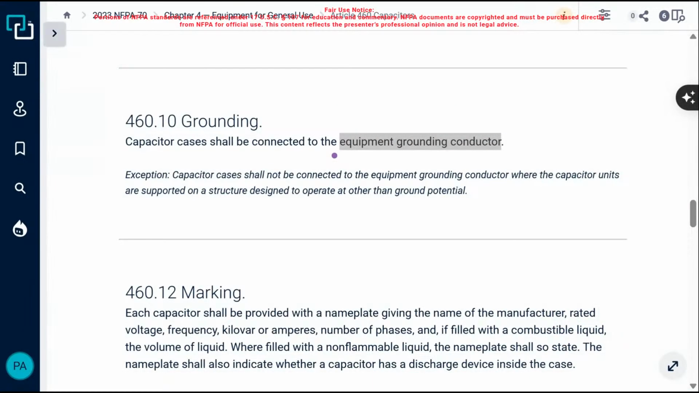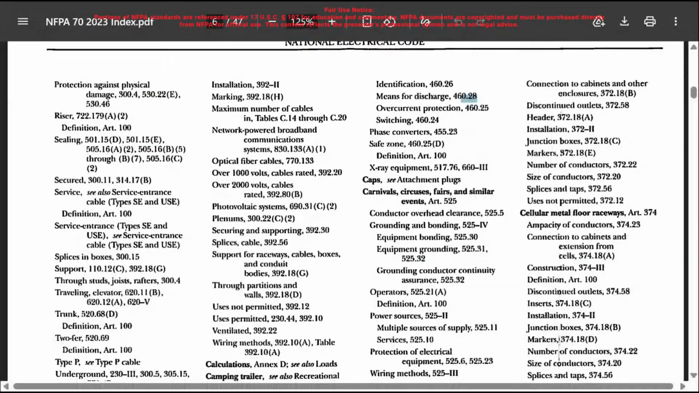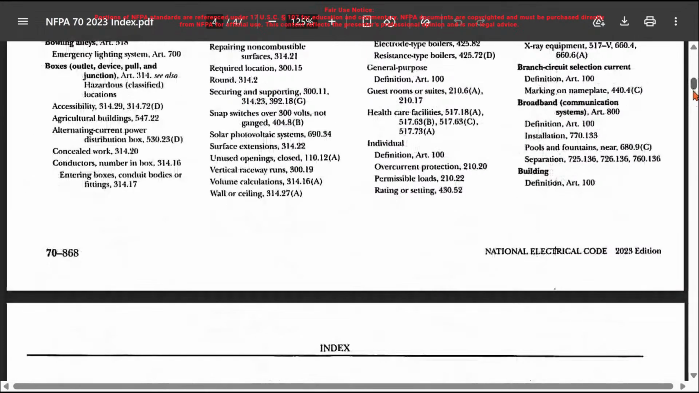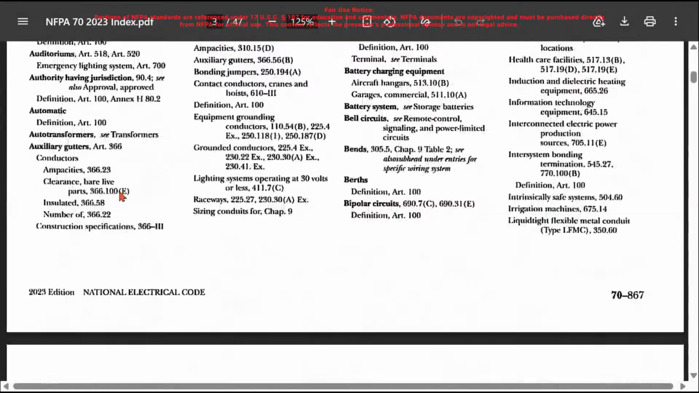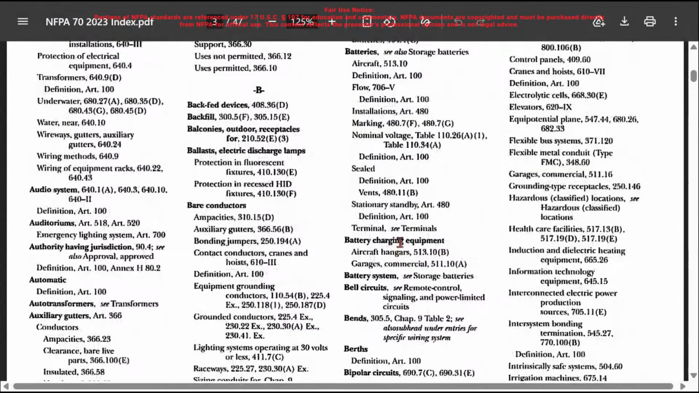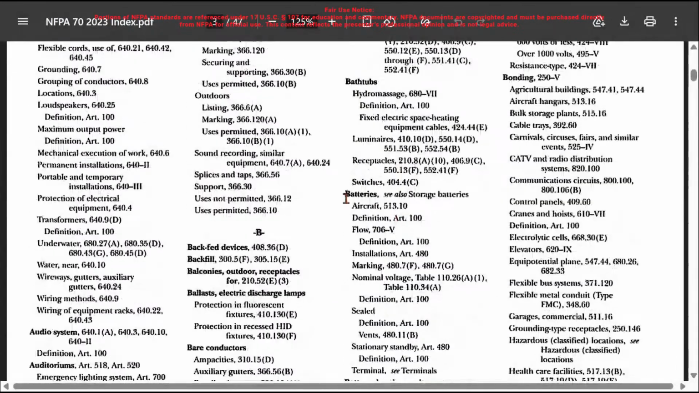So let's just say I didn't know, okay? And let's go to the index. So I'll share this index. And let's go to batteries real quick. All right, and let's see, here we go. We're at the A. And let me see if there's anything under batteries. All right, here's batteries, right here, okay?